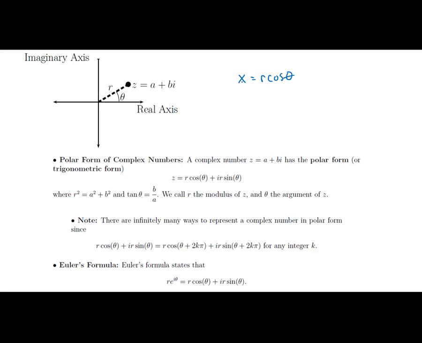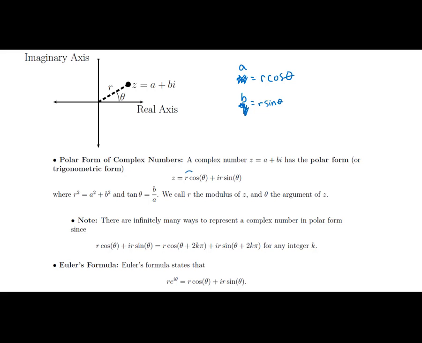So then if we translate to the language of our complex number, the a is like our x value, right? So we just call that a instead. And similarly, we know y is r sine theta, but in this context, the y is the b, the imaginary part. So we can say a is r cosine theta, b is r sine theta. And so this gives us a way of giving the polar form of a complex number.